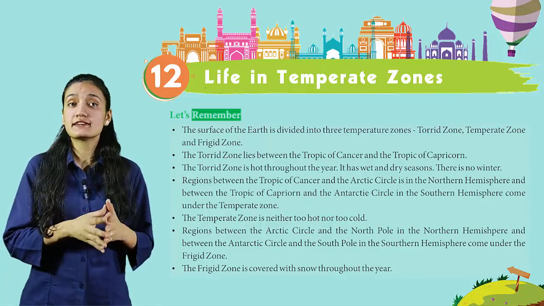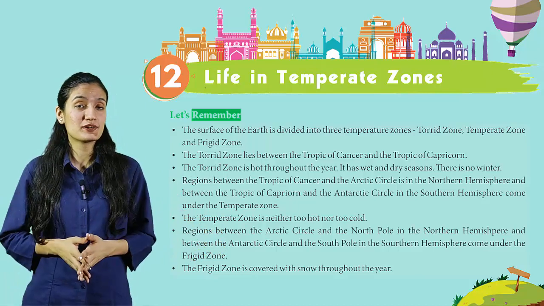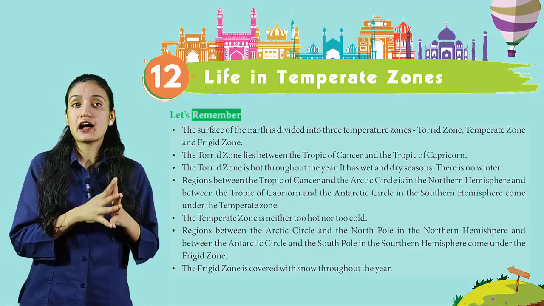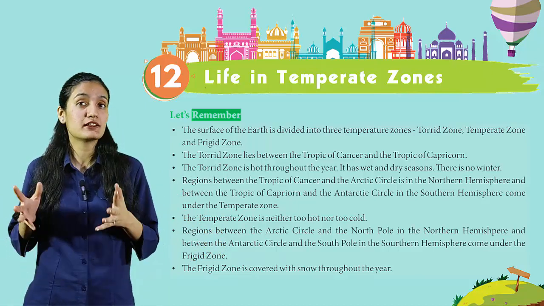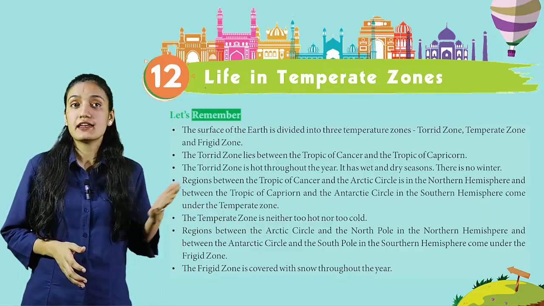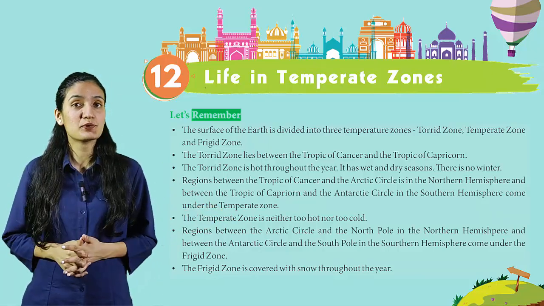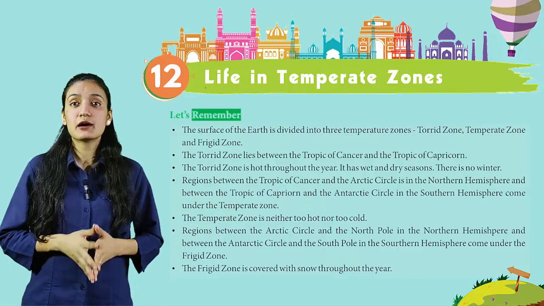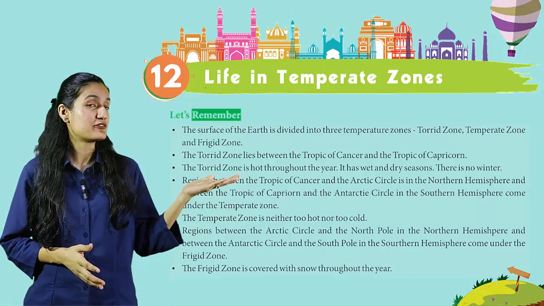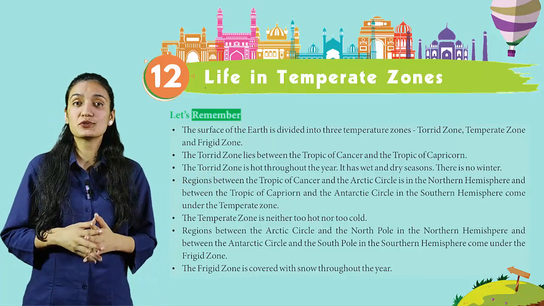The temperate zone is neither too hot nor too cold. Regions between the Arctic Circle and the North Pole in the northern hemisphere and between the Antarctic Circle and the South Pole in the southern hemisphere come under the frigid zone. The frigid zone is covered with snow throughout the year.